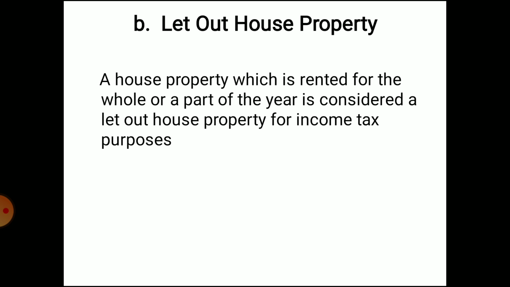Now, let-out house property. A house property which is rented for the whole or part of the year is considered a let-out house property for income tax purposes. The property which you are giving on rent and getting rent out of, whether you are getting rent for the whole year, 12 months, or for only part of a year, will be treated as let-out property while calculating your income tax.